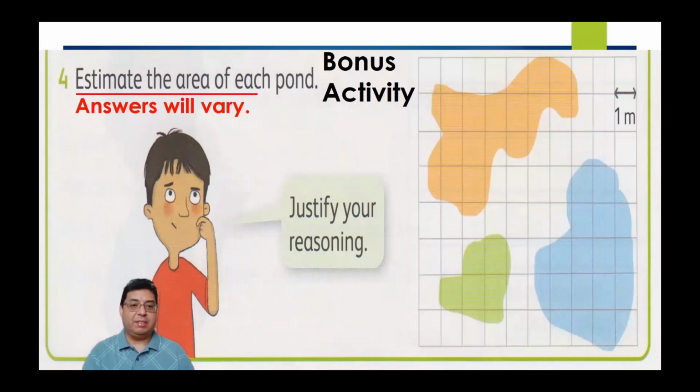and it says to estimate the area of each pond. Now, I want to be very upfront about this. Answers will vary, okay? So it really depends on what you determine the half shapes are, all right? I'm not going to sit here and go through all of it because it'll take too long, okay?